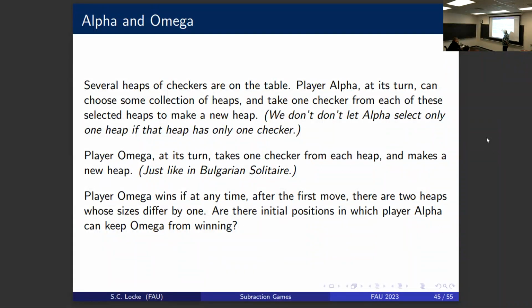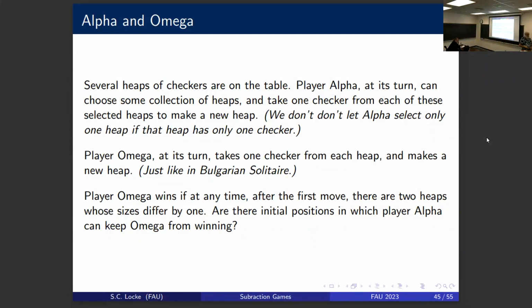Okay. Player Omega just gets to do Bulgarian Solitaire. But now I've set the rules up so that if after you make the first move, if there's any two heaps whose size differs by 1, then Omega wins. So Omega has almost no moves. Omega plays like an idiot. But the odds seem to favor Omega a fair bit here, right? If it comes out that there is a heap of size 6 and a heap of size 7, Omega wins. So Alpha only wins if Alpha can keep playing forever.